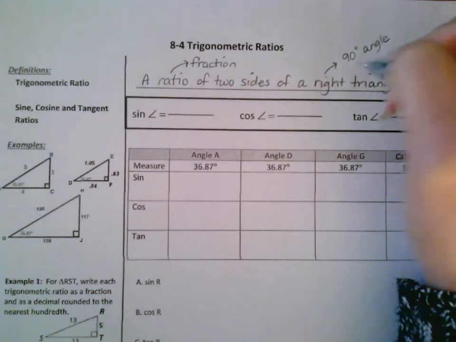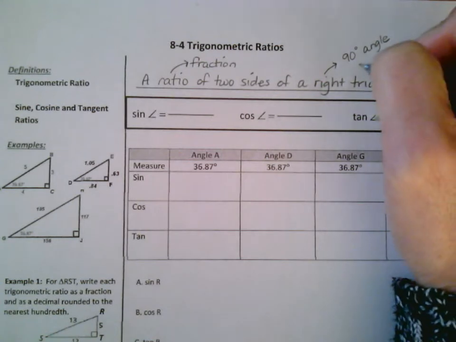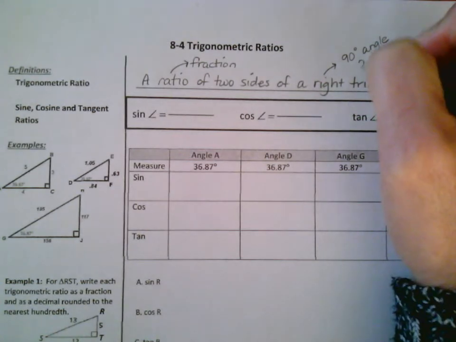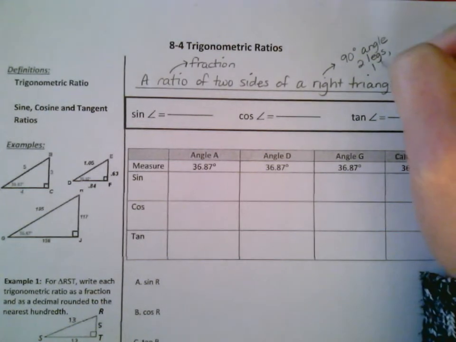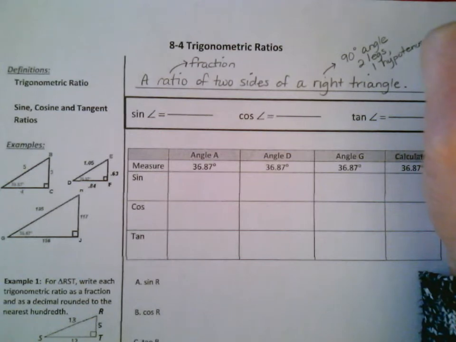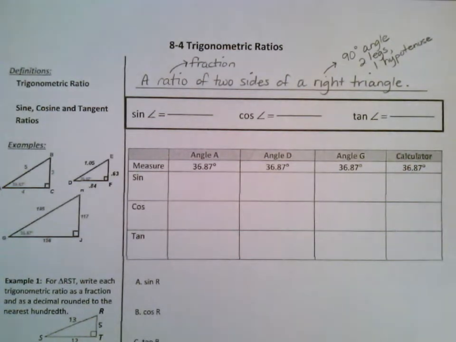When it comes to a right triangle, we always talk about how it has two legs and it has one hypotenuse, and that's going to play an important role in this lesson. Okay, so we're going to talk about three important ratios: sine, cosine, and tangent. There are actually 6, but for geometry we are just looking at these first 3.